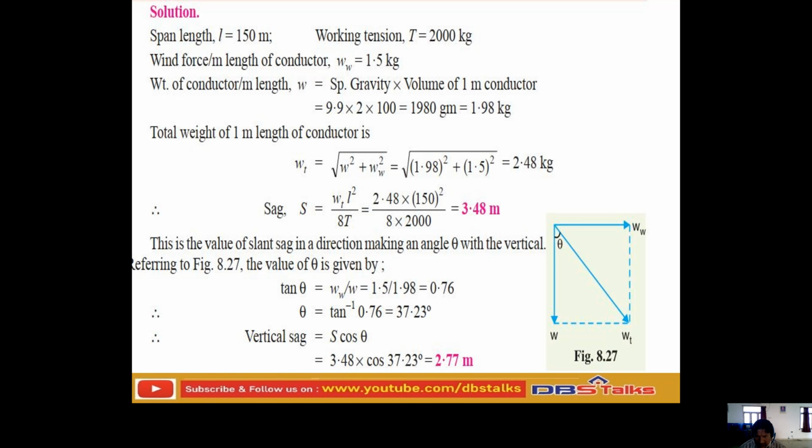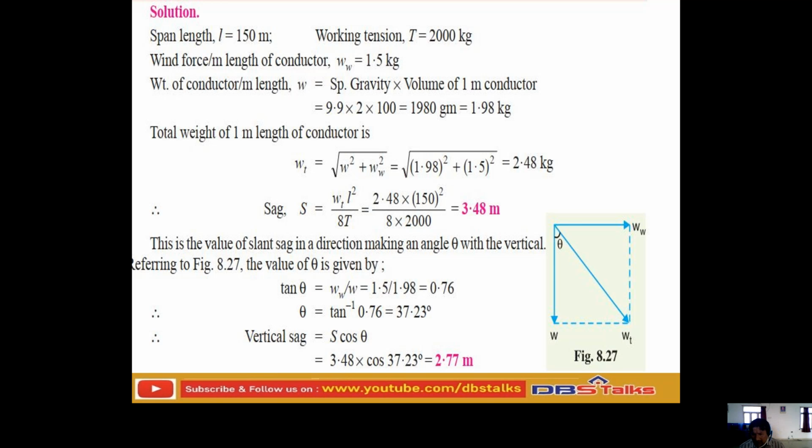From this phasor diagram, this is the wind force, the weight of the conductor because of wind force. This is the weight of the conductor. Weight of the conductor is always applied vertically, and wind pressure is always applied horizontally. Vectorial sum is nothing but the total weight.